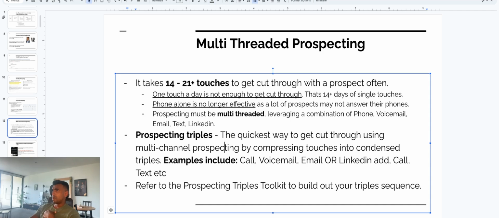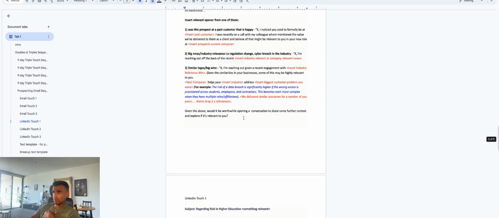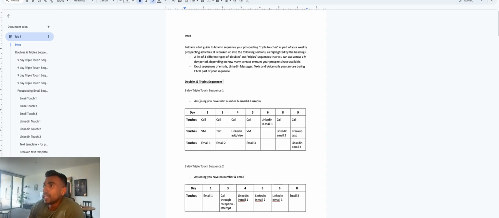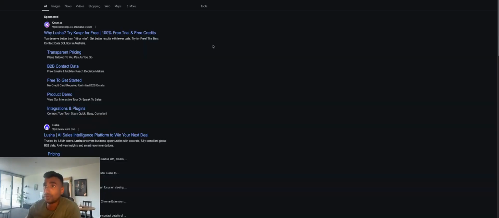So what I will quickly do, again, I don't want to go into triples in extreme detail just because it is a bit of a longer topic, but I'll give you a very quick overview of this document. And again, I will probably include it in a link below so you can download the asset. But essentially what I've done is it looks at sequences depending on whether or not you have certain inputs, right? So for example, if you have a valid number, you can get these numbers on Lucia, you can get these numbers on Zoom Info.